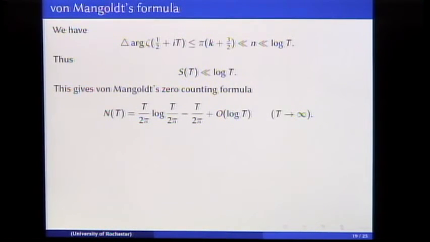Have I gone over? I'm done. But let me just make one quick point. The basic point is that whenever you see one of these functions, if you're interested in the argument of it along a horizontal segment, then it's usually bounded by log of the size of the function. So if you have a Dirichlet series that's bounded by t to a power, log of that is the change in argument along that segment. So it would generally be log t, just a principle to keep in mind. Sorry for going over. Thank you.